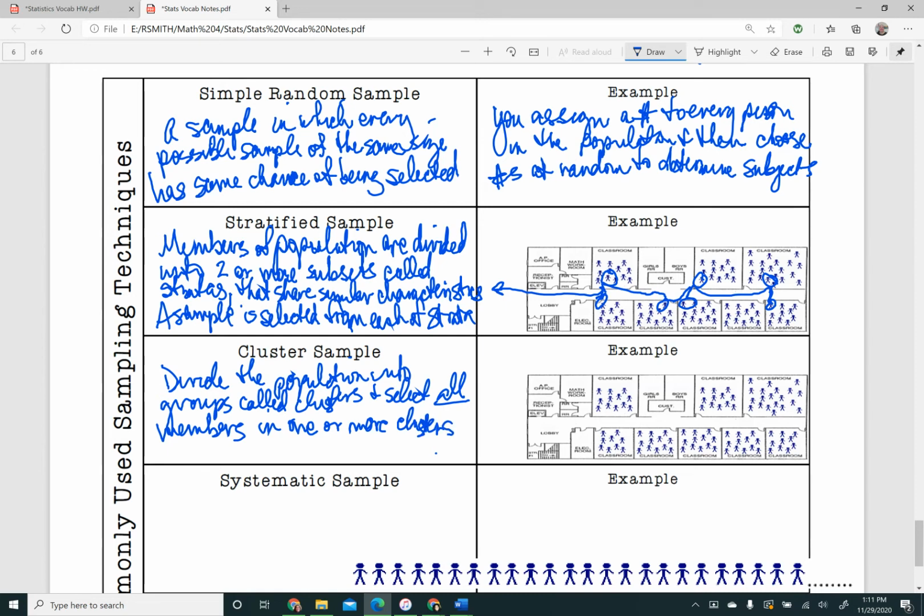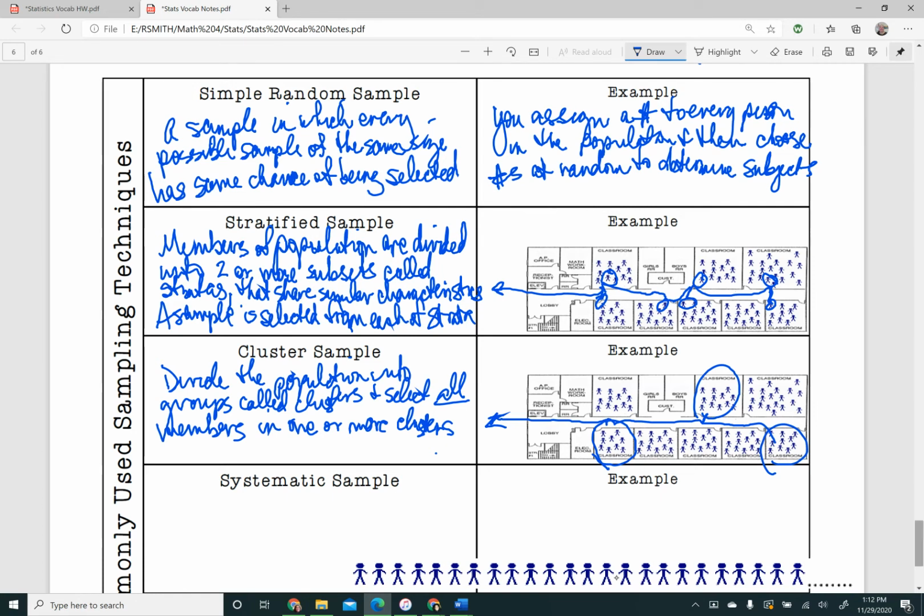So in the stratified sample, they were broken up into classrooms here, and we just picked certain ones. Okay, we picked some of them. In the cluster sample, they're still broken up into classrooms, but now we're going to pick a whole classroom. We might pick these three classrooms and make them our sample.